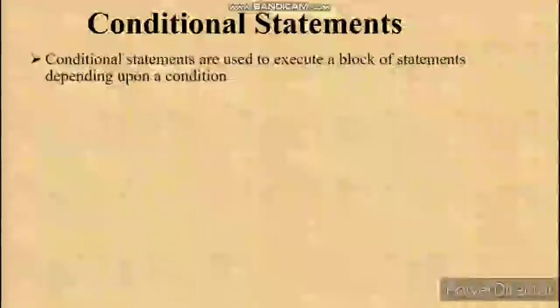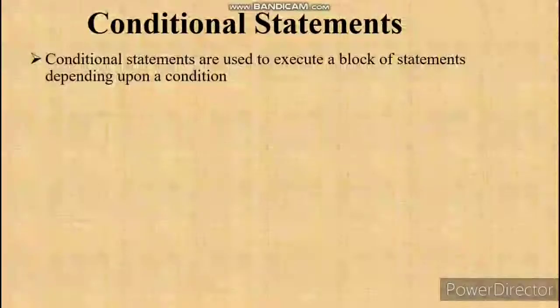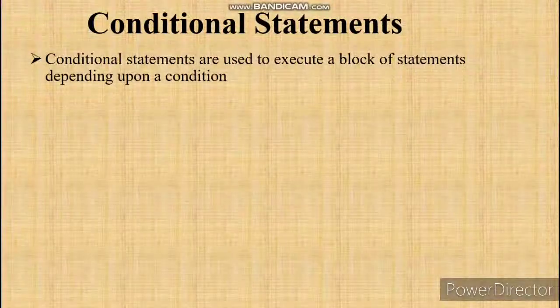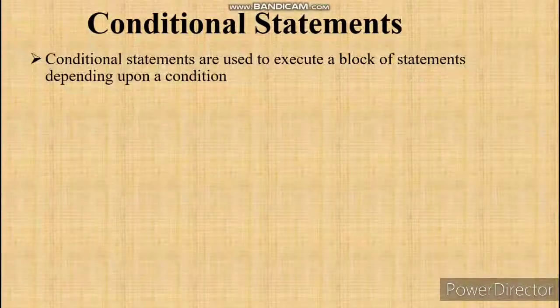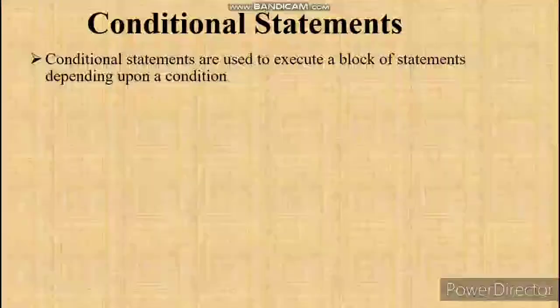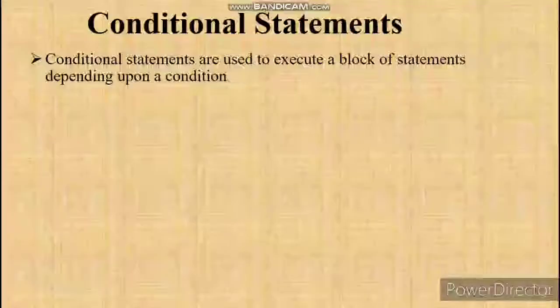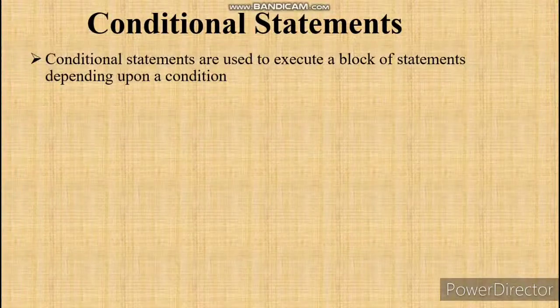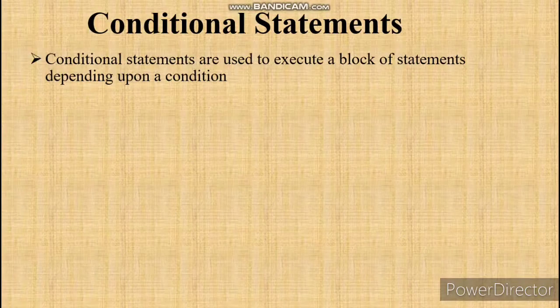Next topic is conditional statement. Conditional statements are used to execute a block of statements in a program depending upon a condition. They help to control the flow of the program and hence are also known as control statements. If the condition is true, then the block of statements is executed. If the condition is not true, then the block of statements is not executed. Right?